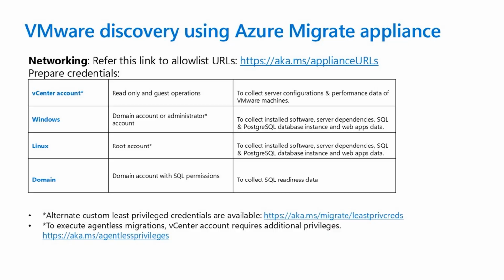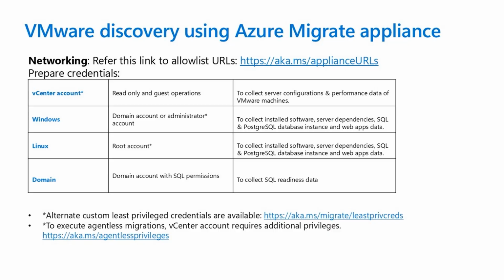Verify that the appliance meets all networking requirements and has connectivity to the required endpoints. Provision a vCenter account with read-only and guest operations privileges. This account enables the appliance to discover the basic configuration of VMware servers and collect performance data.